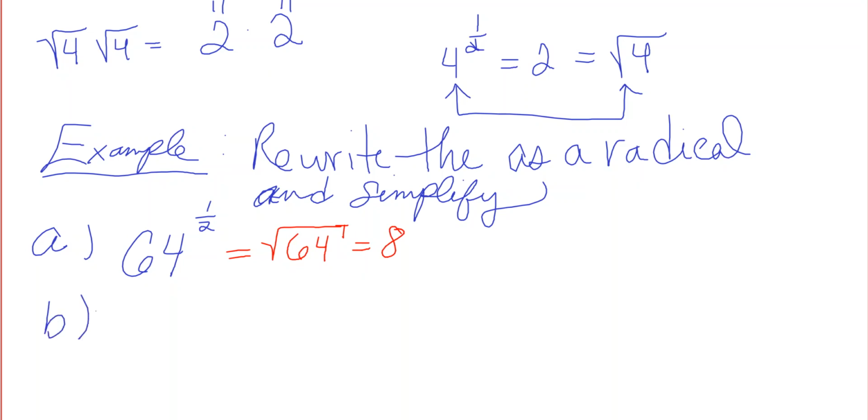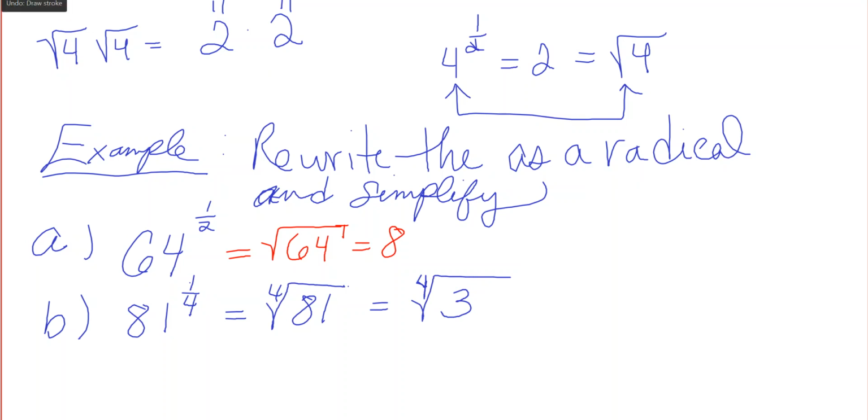Let's do another one. Suppose we have 81 to the 1/4. So this would be the 4th root of 81, which hopefully you remember 81 is the same as 3 to the 4th. If not, you could factor it. And then you're like, oh, 4th root of something to the 4th power, that's just going to be a 3.